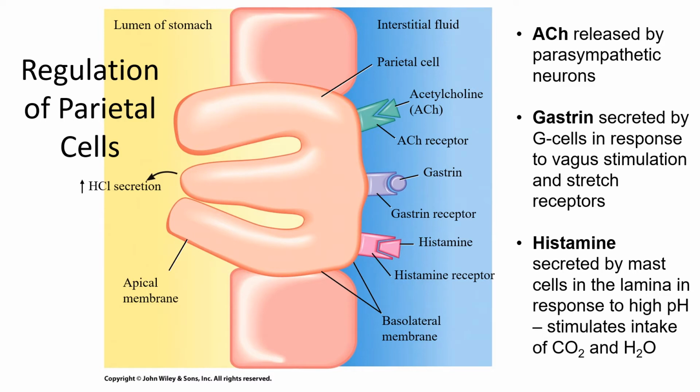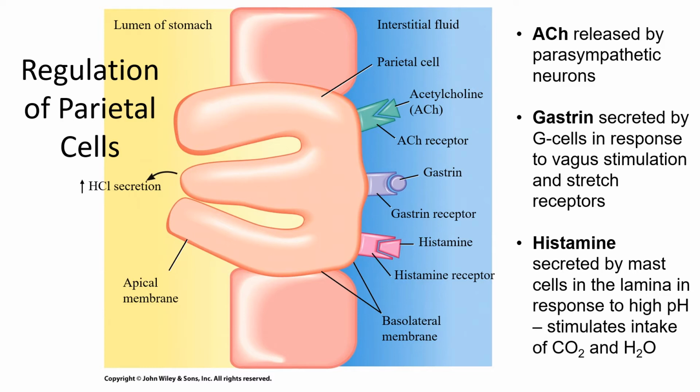Parietal cells can also respond to the hormone known as gastrin, and gastrin is produced by nearby G cells. One of the ways that gastrin release is stimulated is by the stretching of the stomach. So if the stomach stretches, because you've got a full meal in there, the stretch receptors will send a signal to these G cells and they'll release gastrin, and that will stimulate the parietal cells to release more hydrochloric acid.